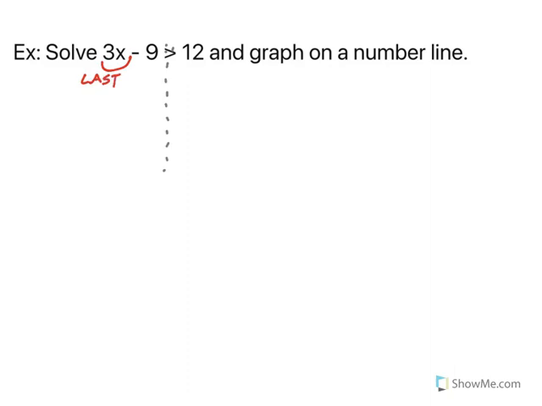So the 3x is the last thing we're going to play with, which means I need to move that minus 9 to the other side. So I'm going to plus 9 to both sides of that dotted line, both sides of the inequality symbol. That means negative 9 plus 9 goes away. I'm left with 3x. My sign comes down, which is greater than, and 12 plus 9 is 21.